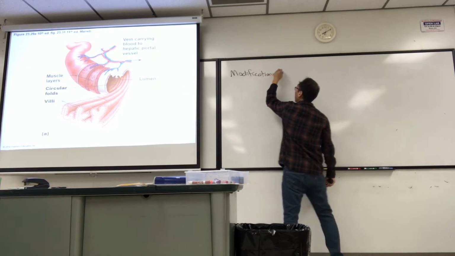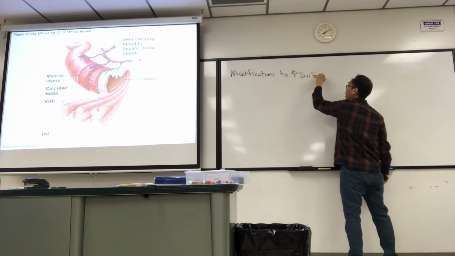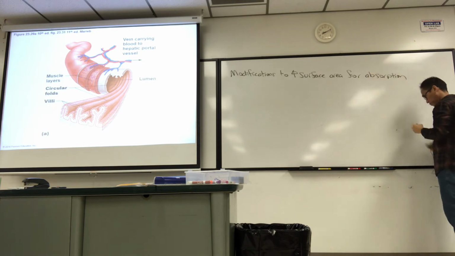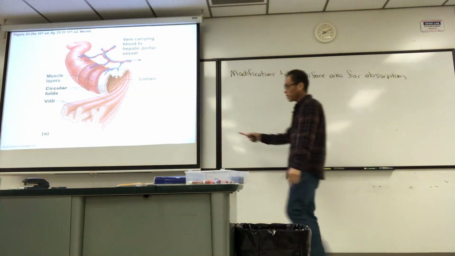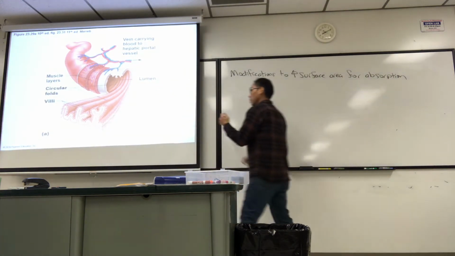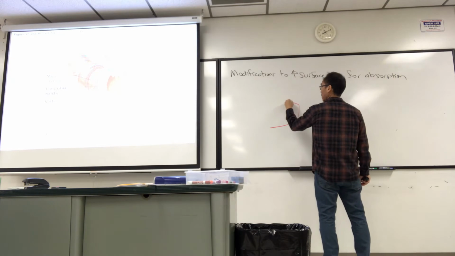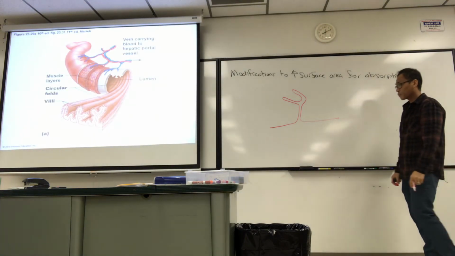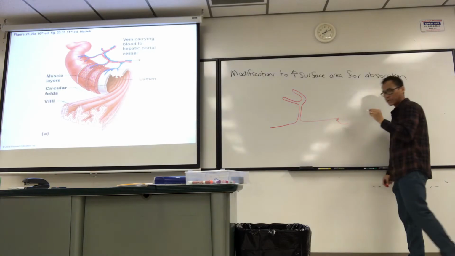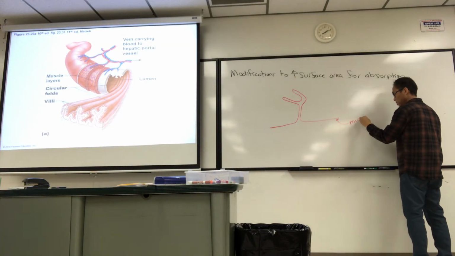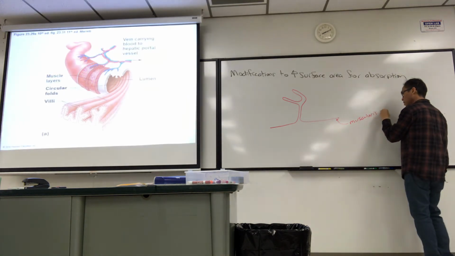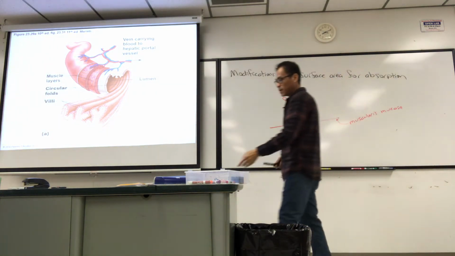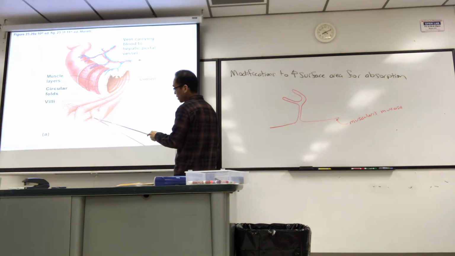Modifications to increase surface area for absorption. If I draw just a small part of that, I don't know if you can see that. I'm going to draw this right here. See that little red line there? That's supposed to represent the muscularis mucosa. And then you can see how the mucosa is folded in such a way all around there.